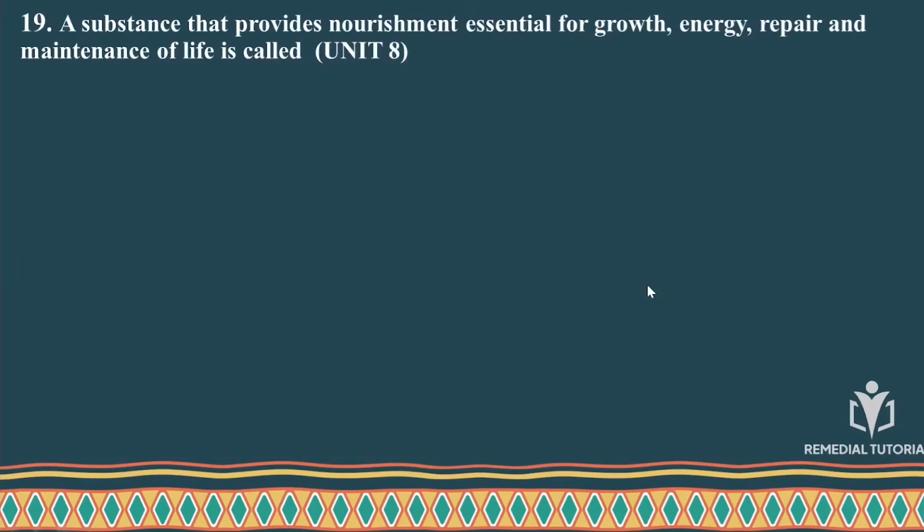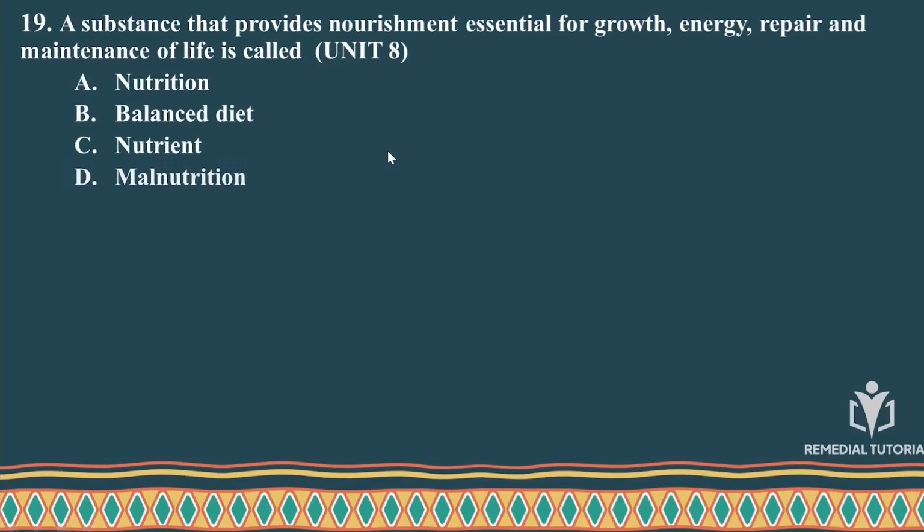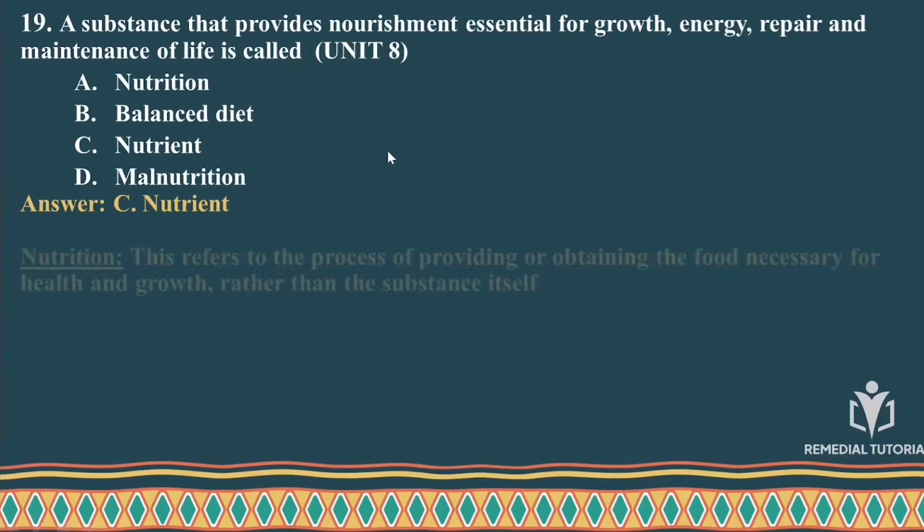Question number 19. A substance that provides nourishment essential for growth, energy, repair and maintenance of life is which? Nutrition, balanced diet, nutrient, malnutrition. The answer would be nutrient.